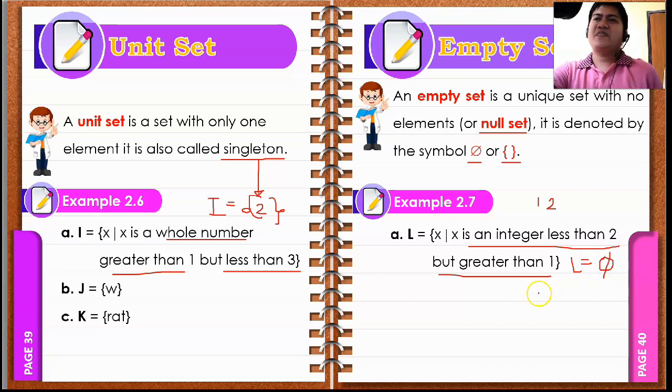So therefore, there is no such integer which is greater than 1 but less than 2. Therefore, this is an example of an empty set.